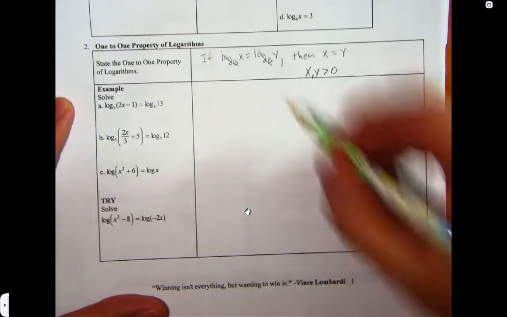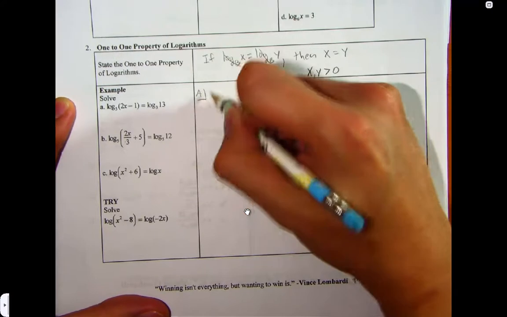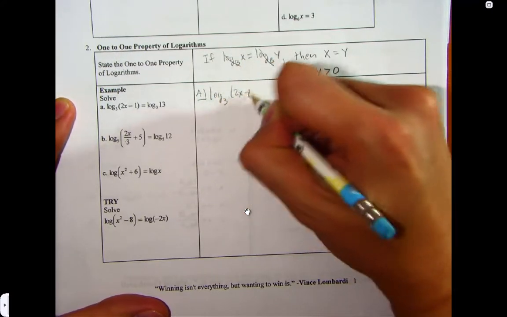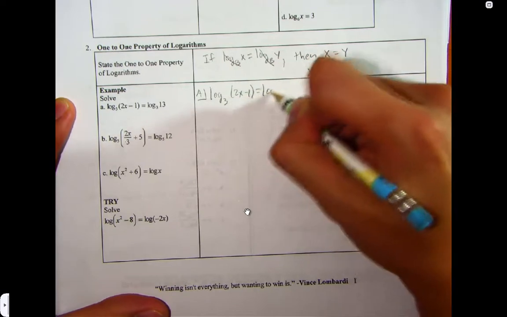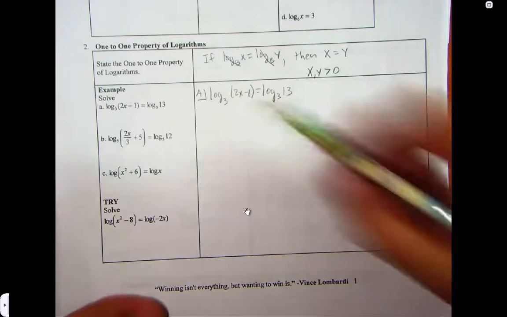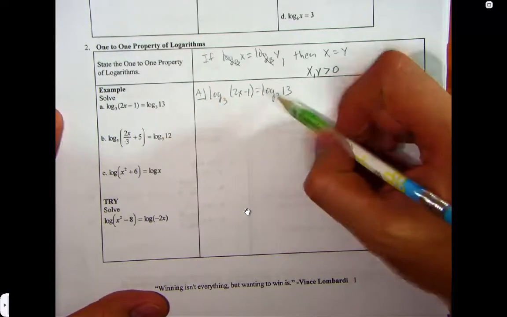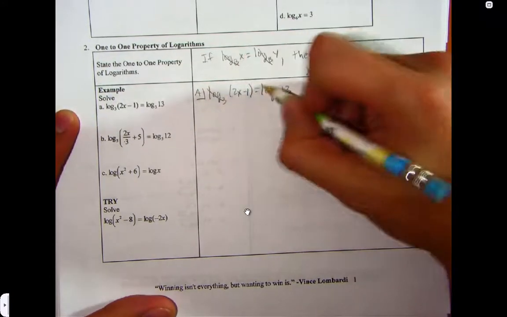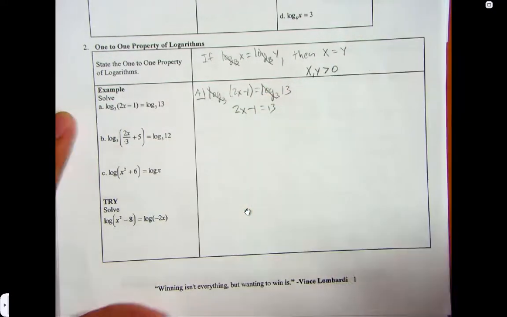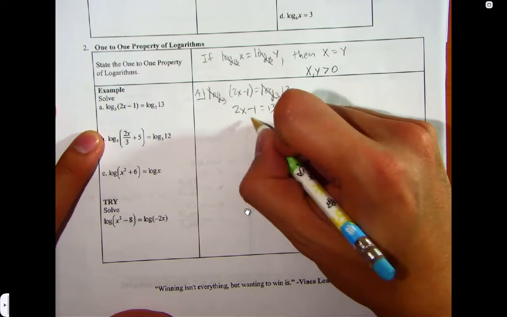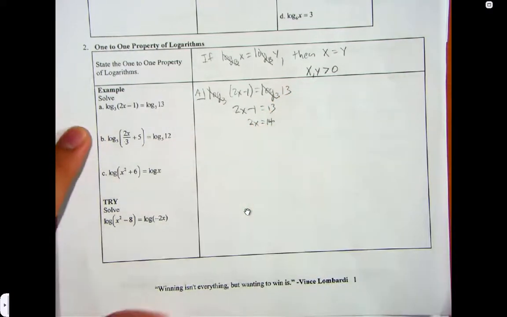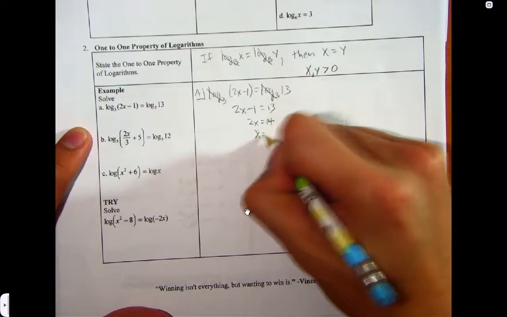First example, A, log base 3 of 2x minus 1 equals log base 3 of 13. So there's a log on the left side, there's a log on the right side, and it's 1 and 1, so you can cross these out. 2x minus 1 equals 13. Do your two-step equation, add 1 on both sides, so that'll be 14. Divide by 2, x equals 7.